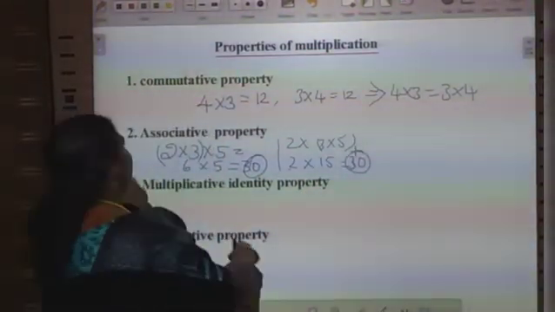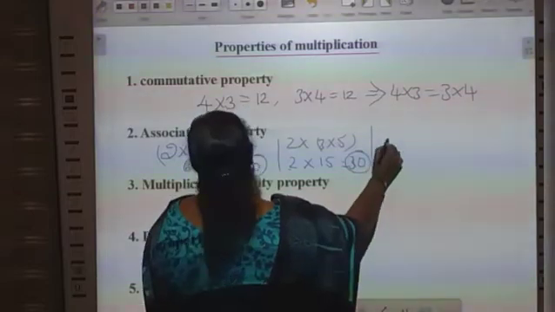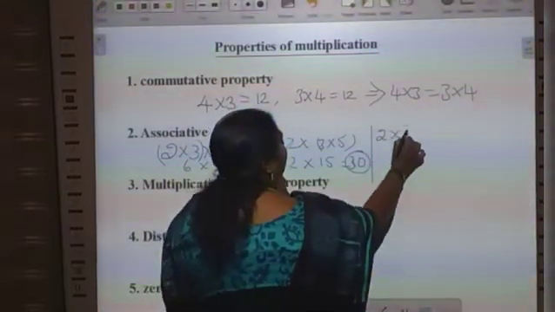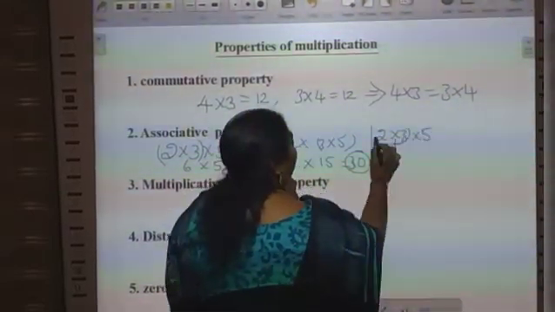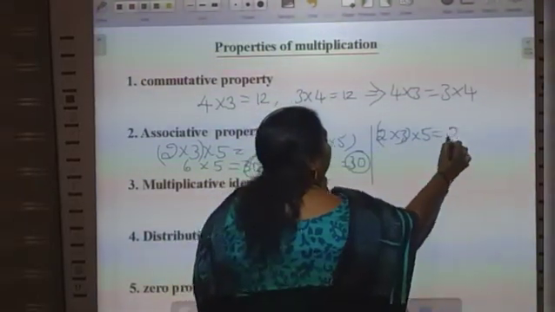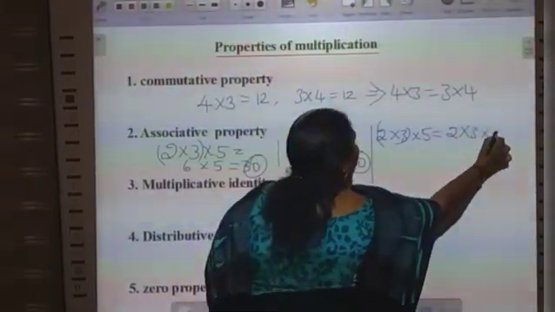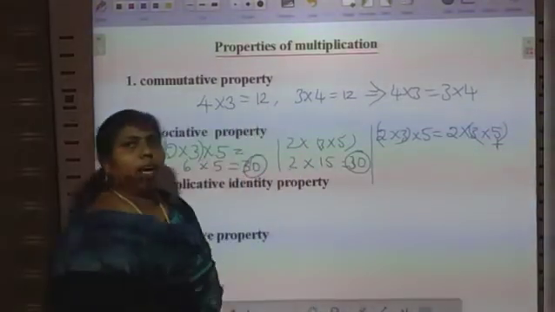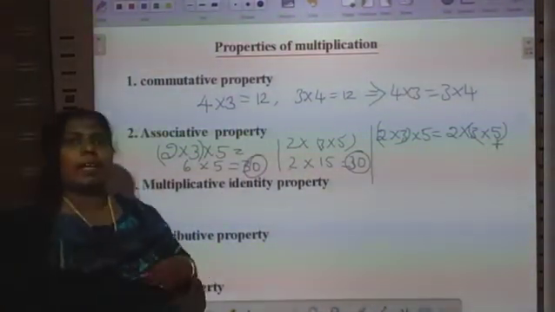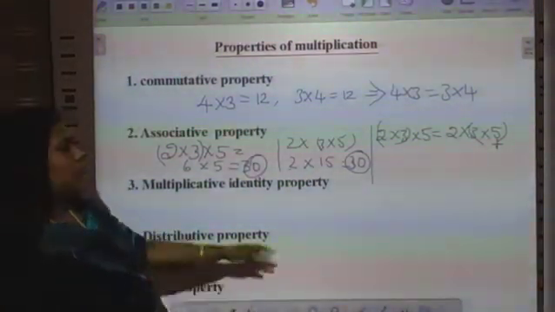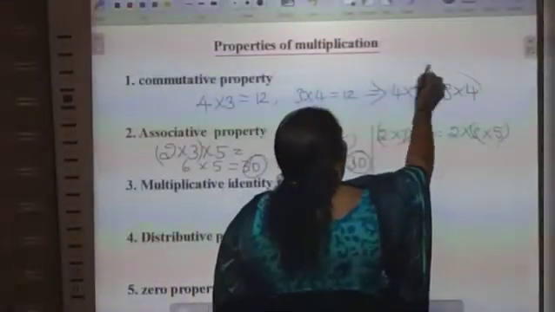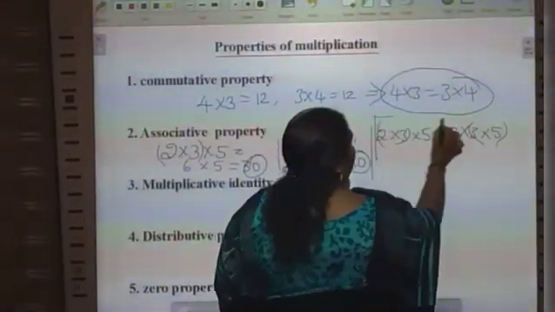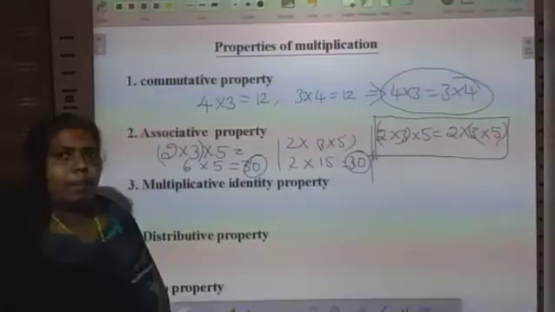See, the answer is 30. Understand? That is the associative property when you are taking more than 2 numbers. In 2 into 3 into 5, the bracket is first on the first 2 numbers, and next I change the grouping and use the bracket on the last 2 numbers. So this is the commutative property, and this is the associative property.